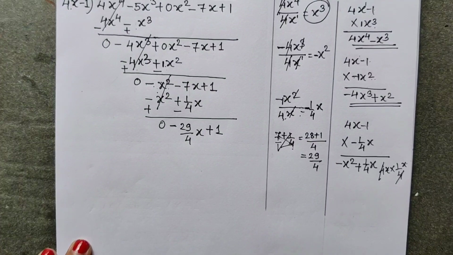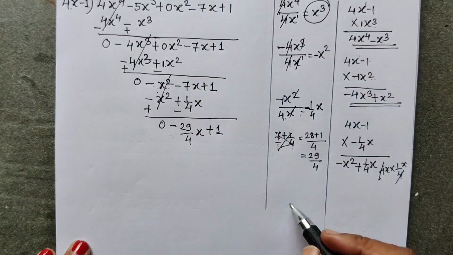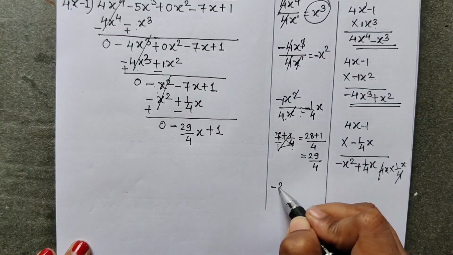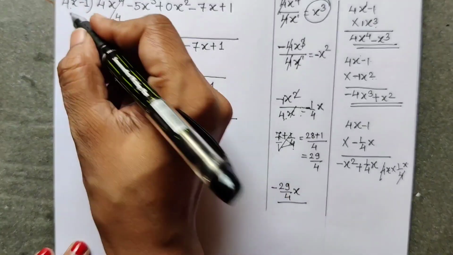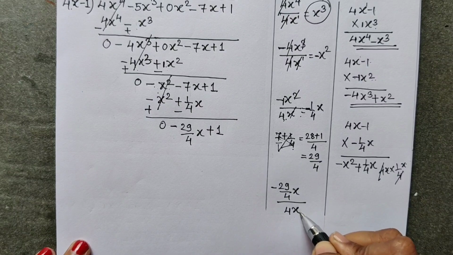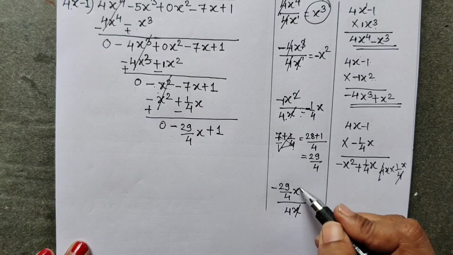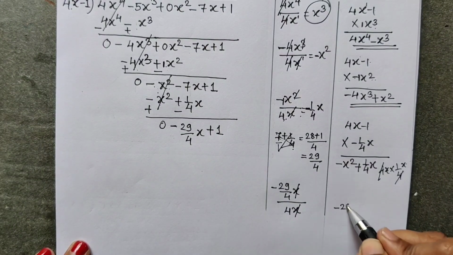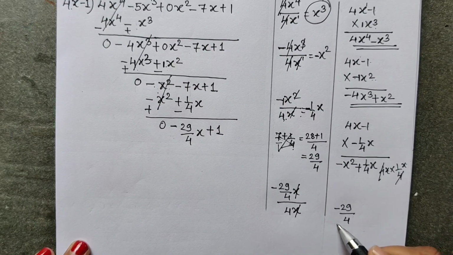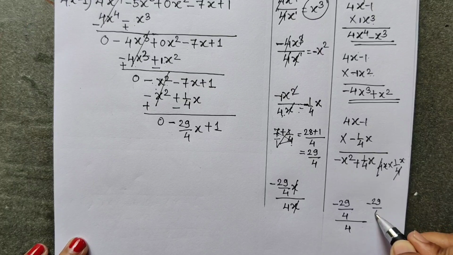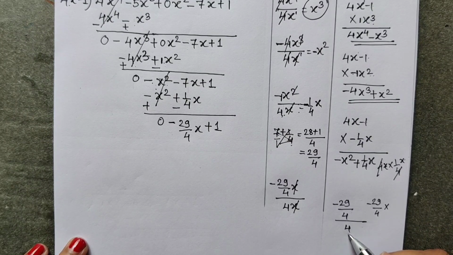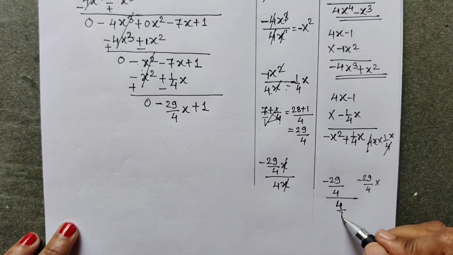Okay. Now let us check what we have to write in the quotient. Minus 29 upon 4x divided by this 4x. X cancelled. Now minus 29 upon 4 divided by 4. Divide by 4 means what? Minus 29 upon 4 multiplied by its reciprocal, inverse. 4 upon 1. Nothing is there in the denominator, so 1 is there.